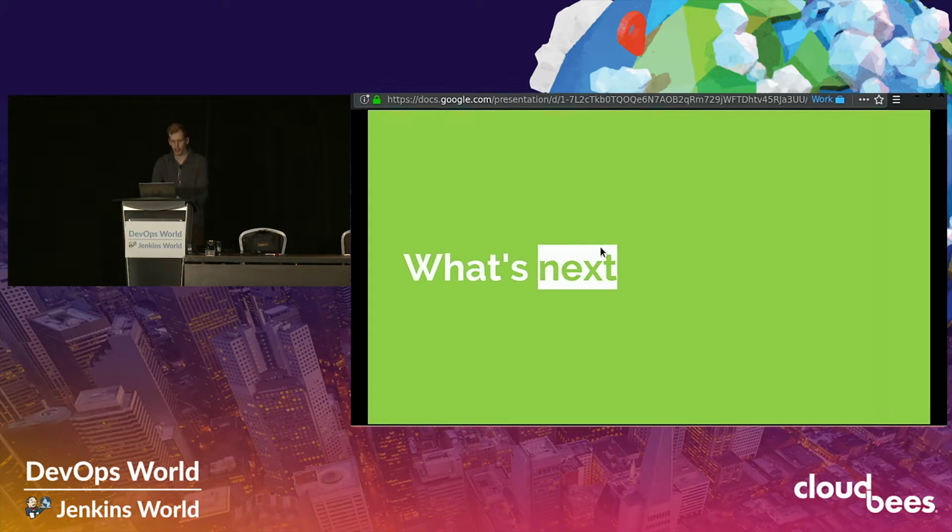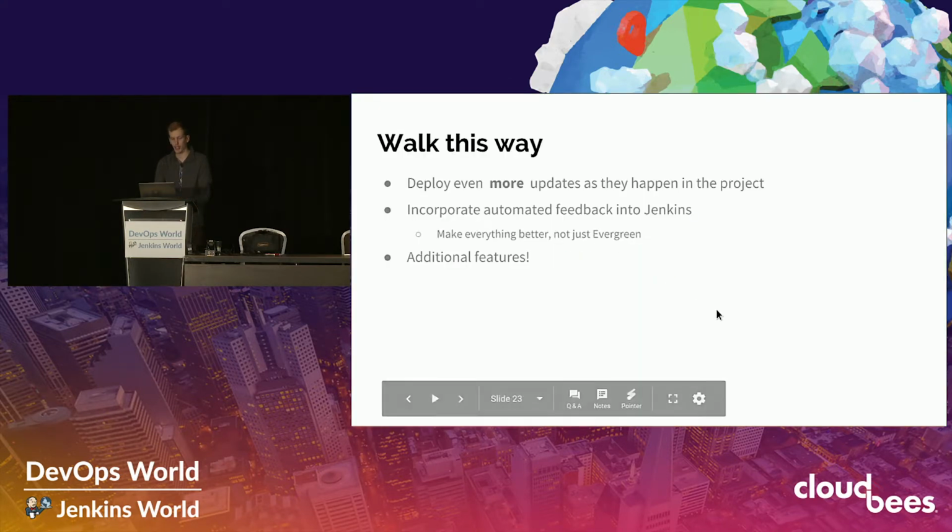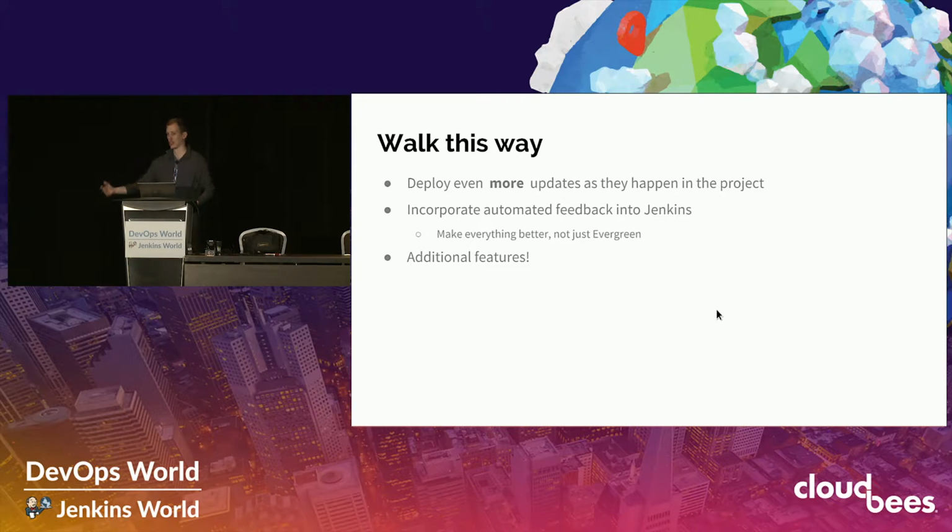Let me go back to the slides. But there's a lot of stuff that we already have planned that's coming up. And probably the most important part of what we're doing right now is just going through this exercise, just getting practiced at delivering software in this continuous delivery model, which the Jenkins project just isn't familiar with right now.